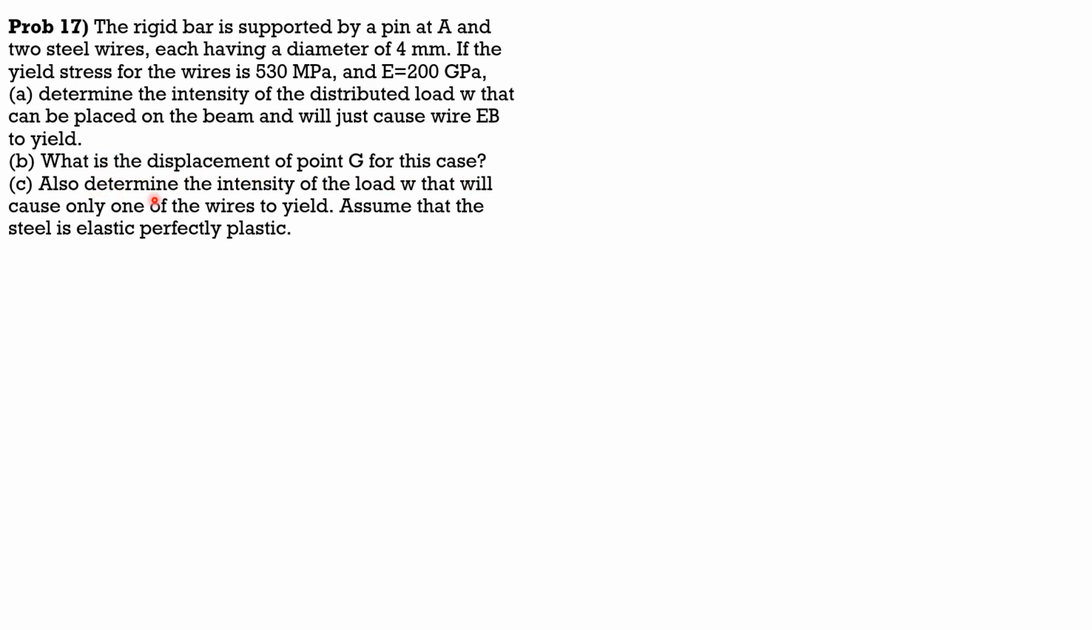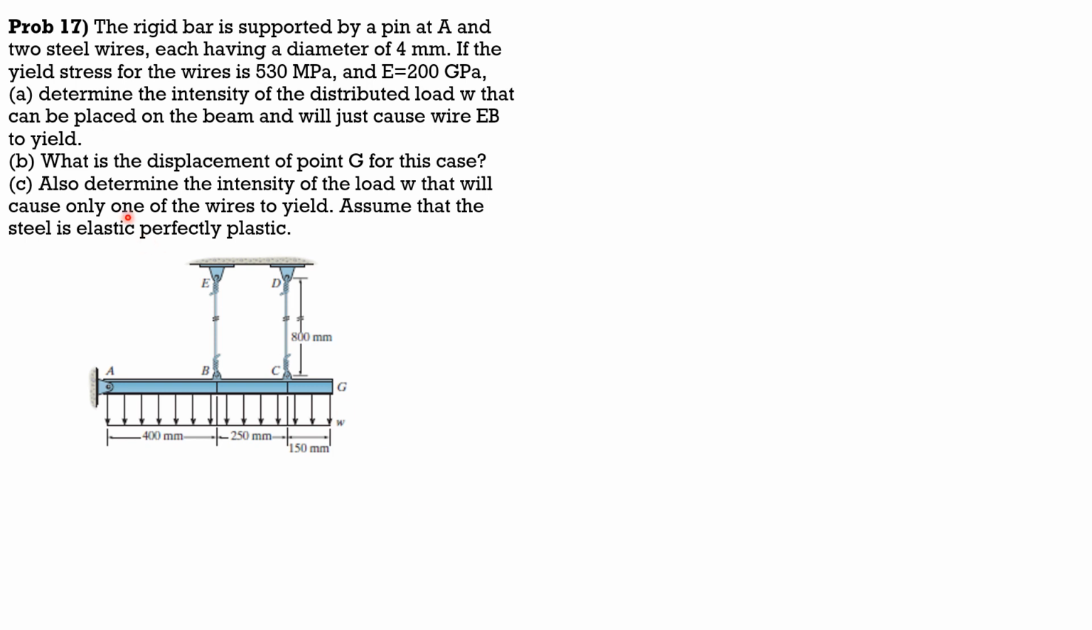Also determine the intensity of the load W that will cause only one of the wires to yield. Assume that the steel is elastic, perfectly plastic. So meaning to say the steel can go back to its original shape and size, for this elastic material, and perfectly plastic means when the steel yields, then everything will yield also.